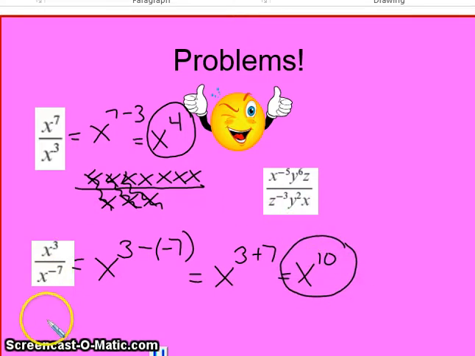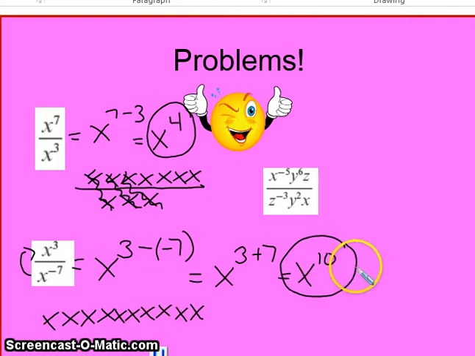Now, here you could also say, okay, I've got 3 x's on top, and then here I have x to the negative 7th, so I'd have to move that into the denominator, and that means I'd have positive 7 x's. So in total, I have 10 x's that I'm multiplying, so it's x to the 10th power.